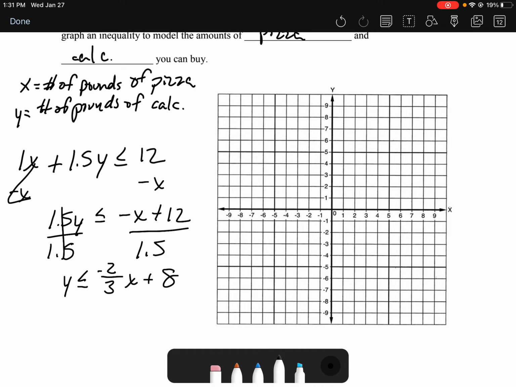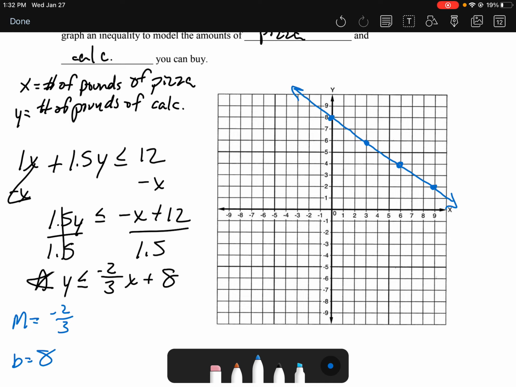Then I have this cute little equation here that I can now use to graph. I know that my slope is negative 2/3 and my y-intercept is 8. So I'll start at 8 and go down 2 over 3. Down 2 over 3 here. Because I have less than or equal to, it's going to be a solid line. So I'll make that solid.